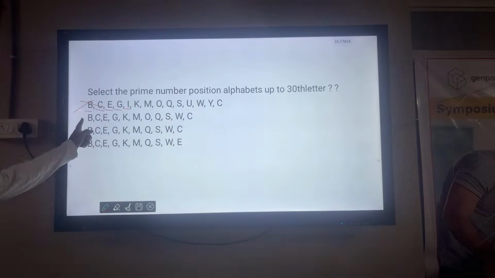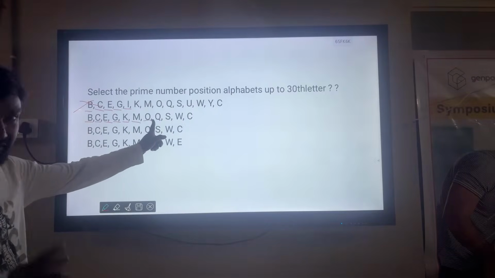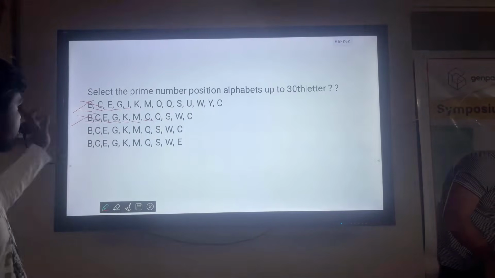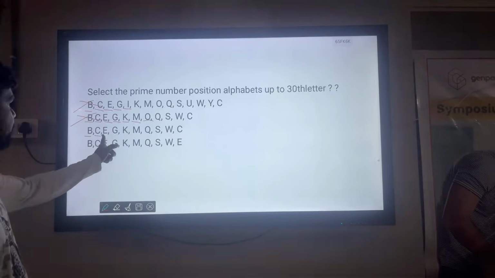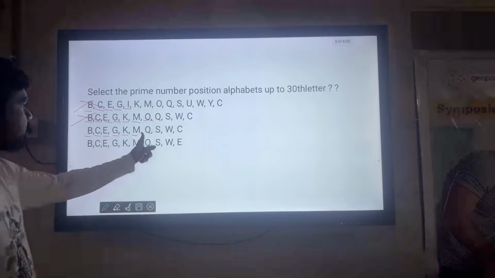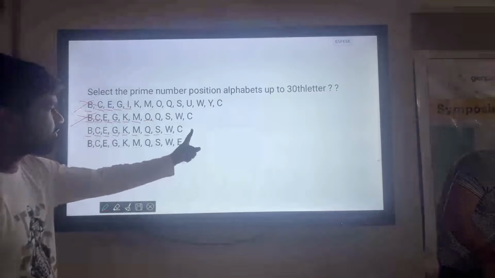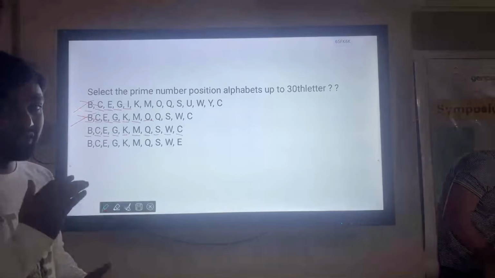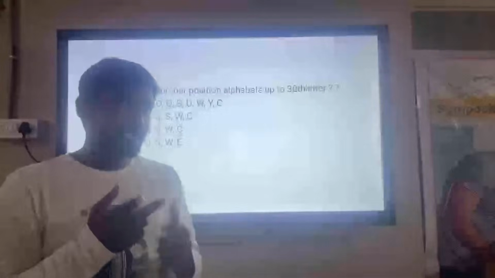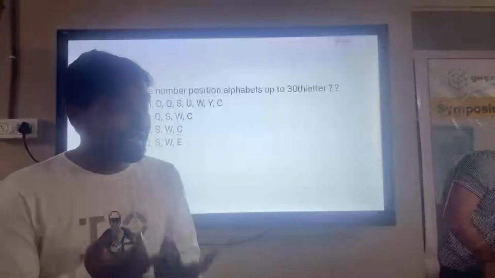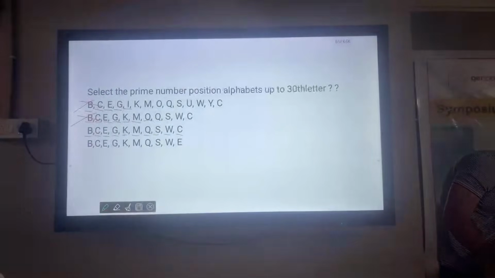Next, 2, 3, 5, 7, 11, 13. O value is 15, 15 is not a prime number. And next 2, 3, 5, 7, 11, 13, 17, 19, 23. Actually up to 26 is Z, 27 A, 28 B, 29 C. Yes, up to 30 these are all the prime positions.